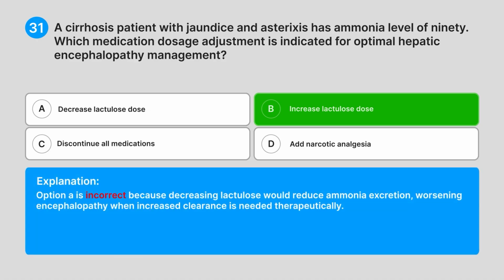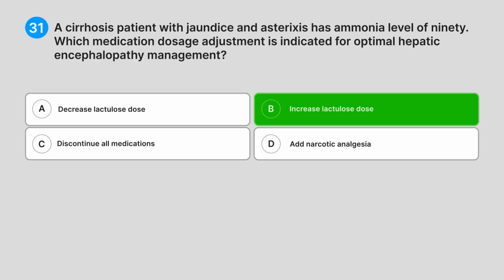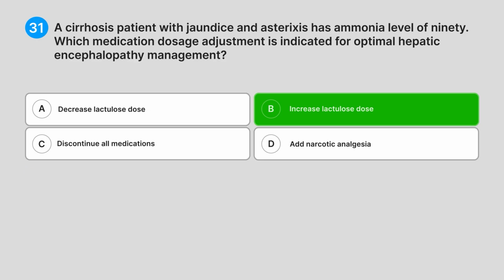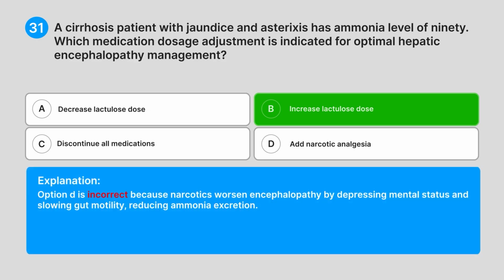Option A is incorrect because decreasing lactulose would reduce ammonia excretion, worsening encephalopathy when increased clearance is needed therapeutically. Option C is incorrect because discontinuing medications would eliminate the lactulose needed for ammonia removal, causing dangerous encephalopathy progression. Option D is incorrect because narcotics worsen encephalopathy by depressing mental status and slowing gut motility, reducing ammonia excretion.